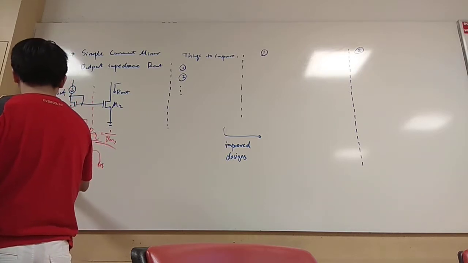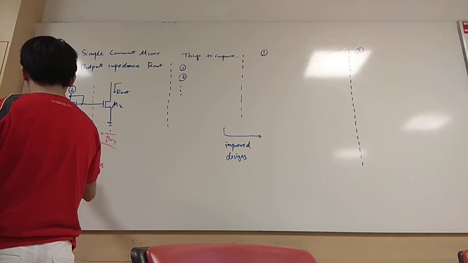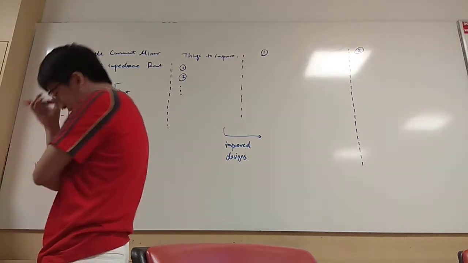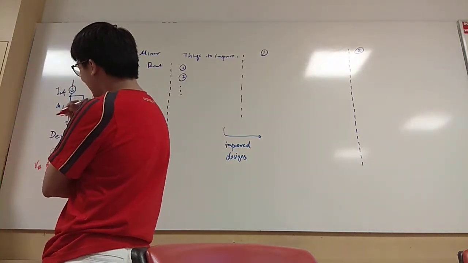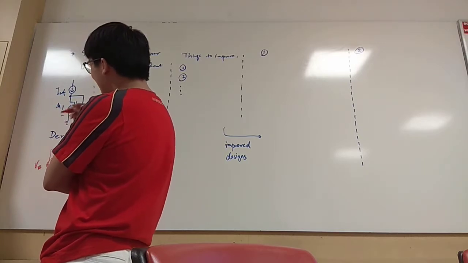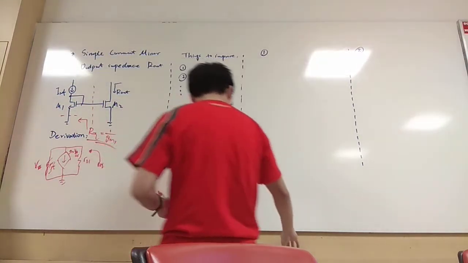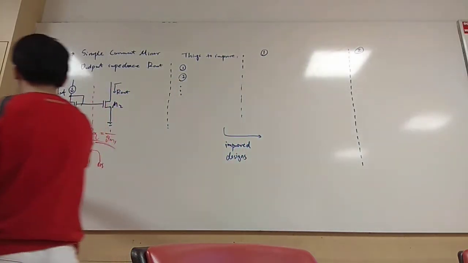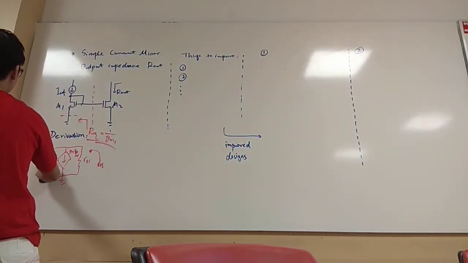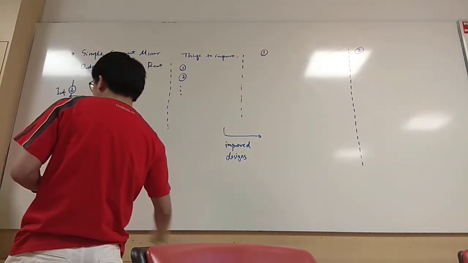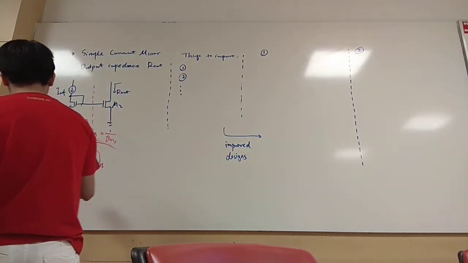What's the hybrid pi model of a MOSFET? There's no R-pi. No, no, you draw your hybrid pi model of one MOSFET first. The duster is there. Yeah, someone take over. He won't let you go now. What's the hybrid pi model of one MOSFET?